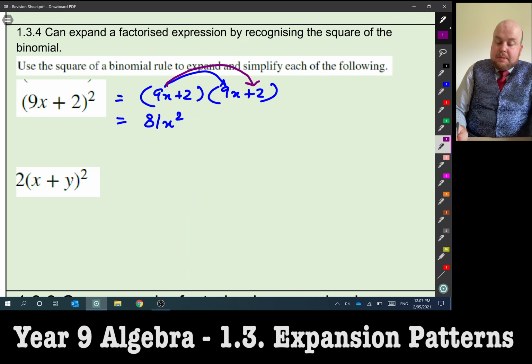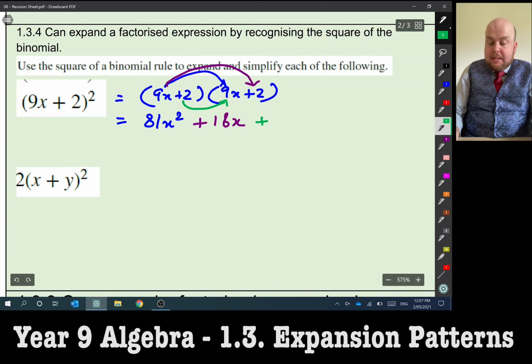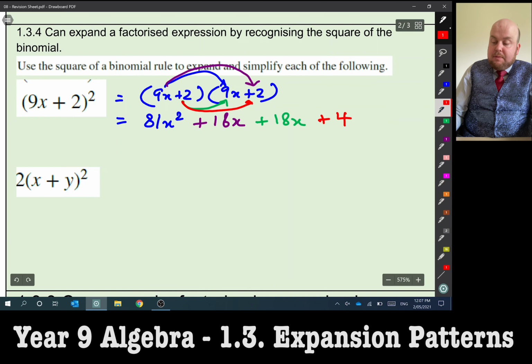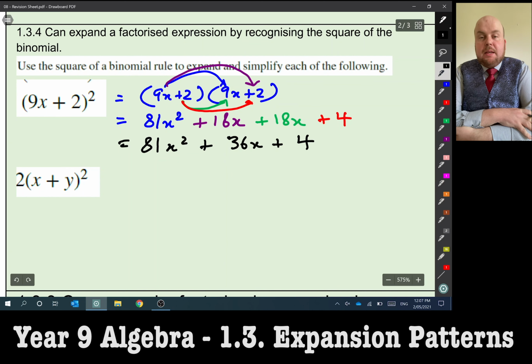9x times positive 2 is going to make that positive 18x. Positive 2 times 9x is going to make that positive 18x. And positive 2 times positive 2 makes that positive 4. My final answer here is 81x squared plus, in this case, 18 plus 18 is 36x plus 4.